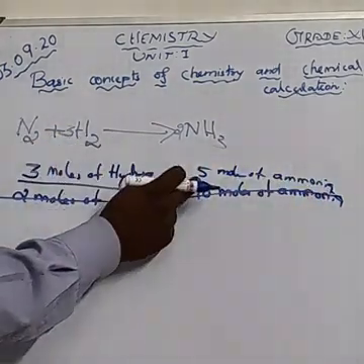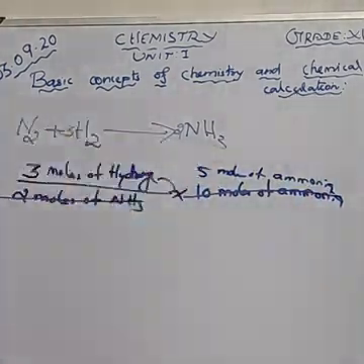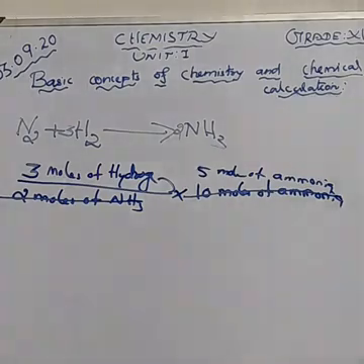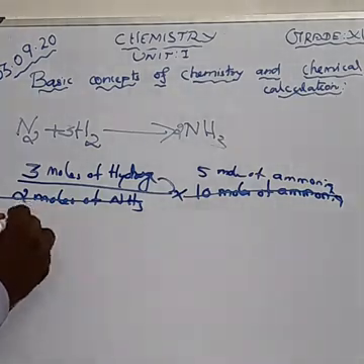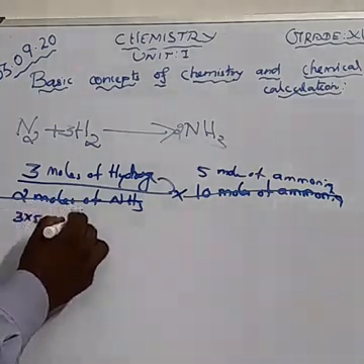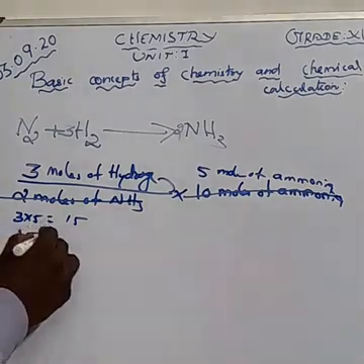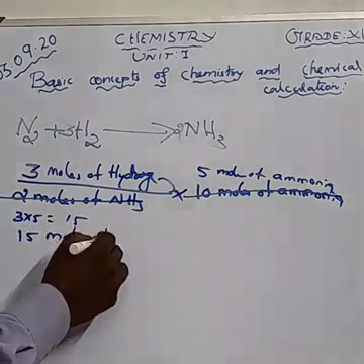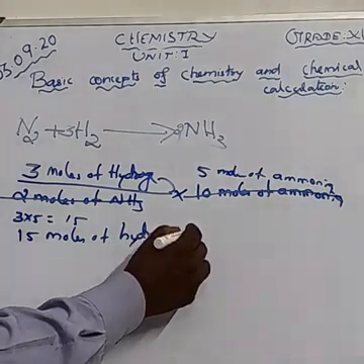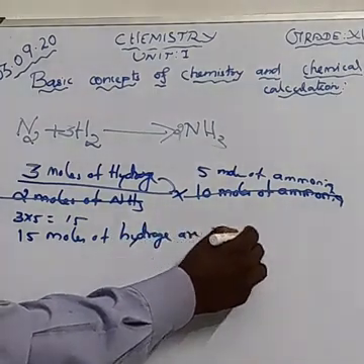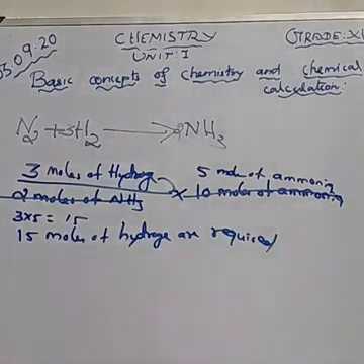Here 3 into 5 is equal to how much? 3 into 5 is equal to 15 moles of hydrogen. So 15 moles of hydrogen are required. This is about the first problem.